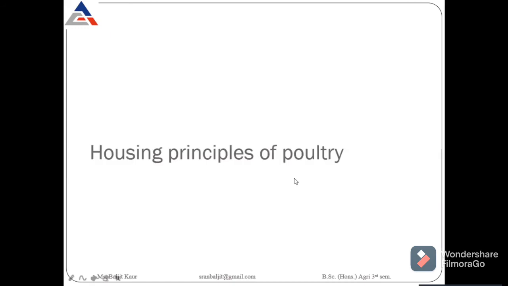So next we will discuss the housing principles of poultry, right? So poultry is also kept in different kinds of houses so that we can protect the poultry from many of the adverse climatic conditions as well as from predators, and we can check for their good health. So housing is provided to the poultry.